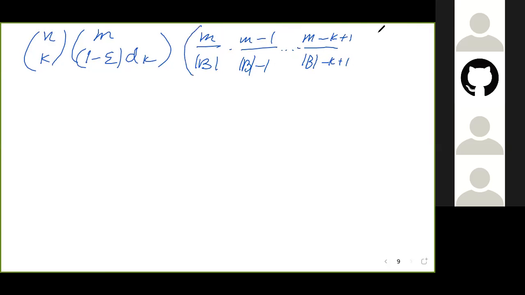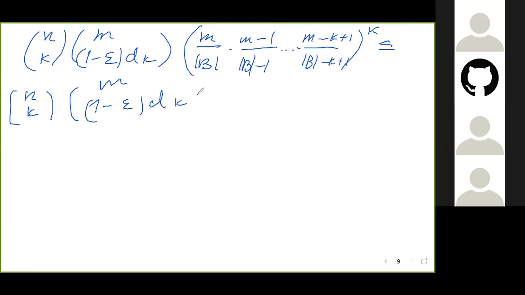And we need to raise this to the power of K because we have K different nodes in A. So let's rewrite it. Like that. And here, actually, it's not hard to see that the first factor is the largest one. So we can upper bound this by m over B. Recall that B is that much.